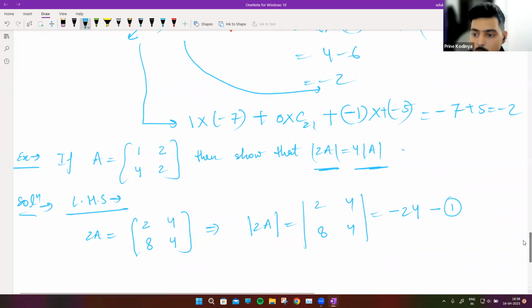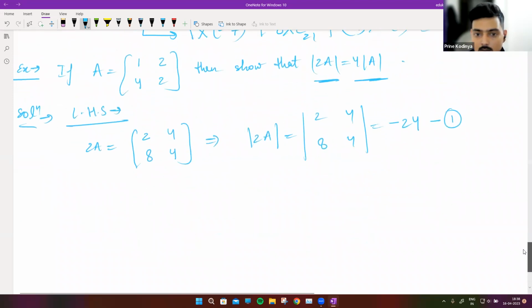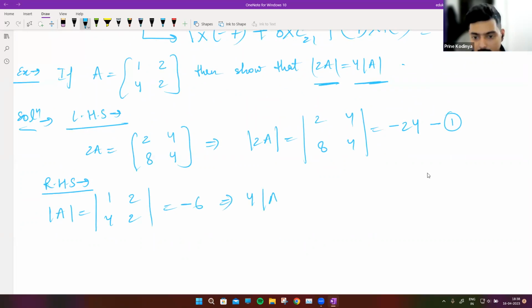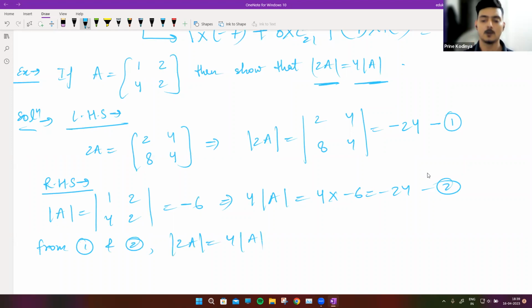Now, coming to the RHS. In RHS, we first have to find the determinant of A. Hence, that A will be 1, 2, 4, 2, which would be 2 minus 8, which is minus 6. It implies that 4 times that determinant of A would be 4 times minus 6, which is minus 24. So from first and second, determinant of 2A is equal to 4 times determinant of A.